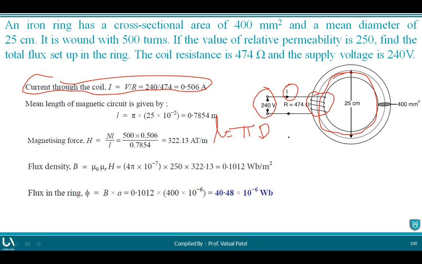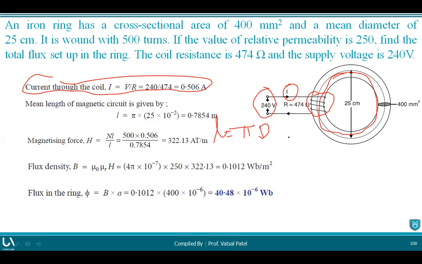Now after that, we have the number of turns, the current, and the length. So we can identify the magnetizing force by the equation H = NI/L. N is the number of turns of the coil, I is the current flowing in the coil, and L is the length of the magnetic circuit. We put all the values here and identify the magnetizing force generated. So what value do we get? That is 500 multiplied by 0.506 divided by 0.7854.